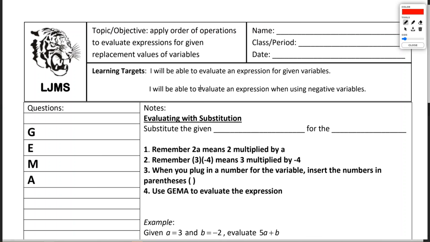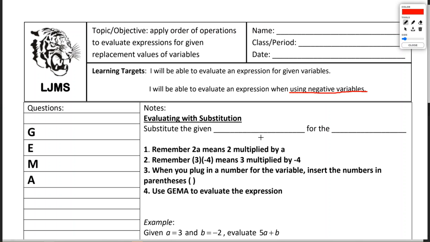So last class we talked about the difference between expressions, equations, and inequalities. And for expressions, we learned that if they have a variable in them, they're called a variable expression, and we can use different values to substitute in and evaluate the expression. Okay? So we're going to be focusing on evaluating expressions, specifically when we're using negative variables and giving ourselves some time to practice that. Okay?